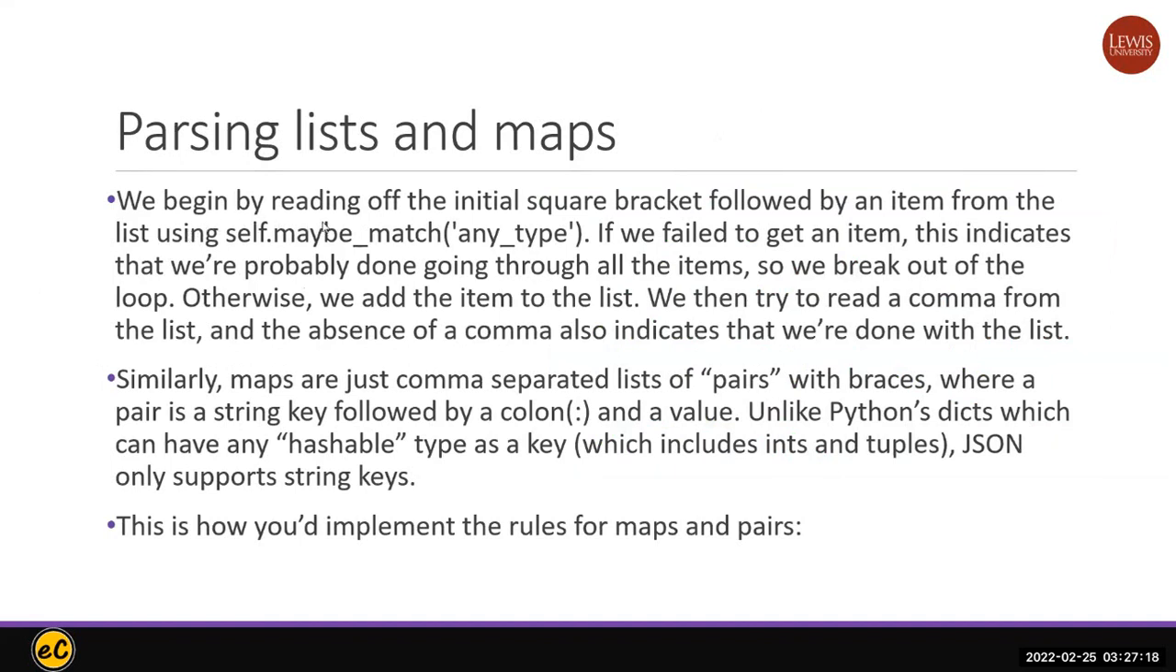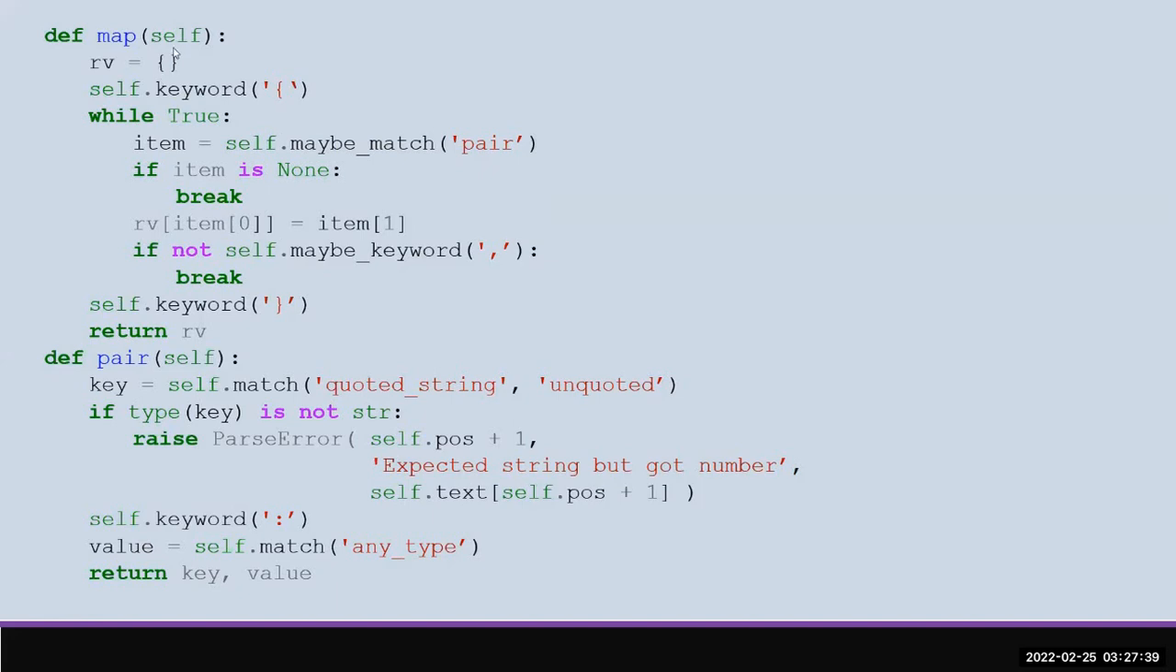Okay, we begin by reading the initial square bracket, and you follow by matching any type. That any type is the first value, and then a comma with the any type, comma, and at the very end you should match a bracket again. So that's the list. Next one we have map and pair.